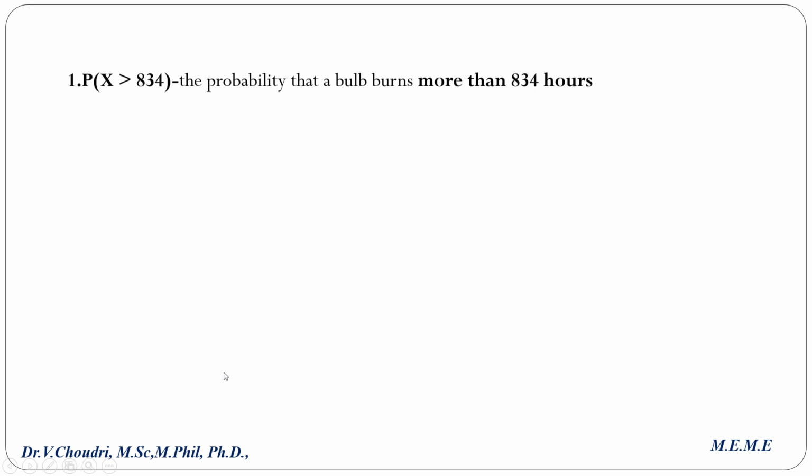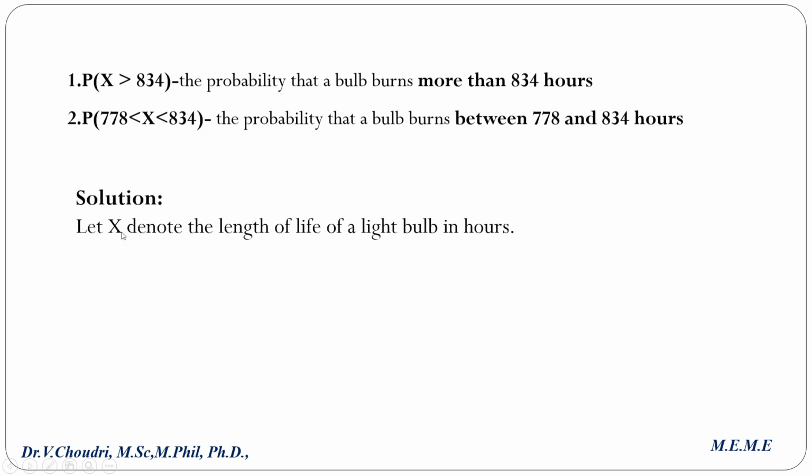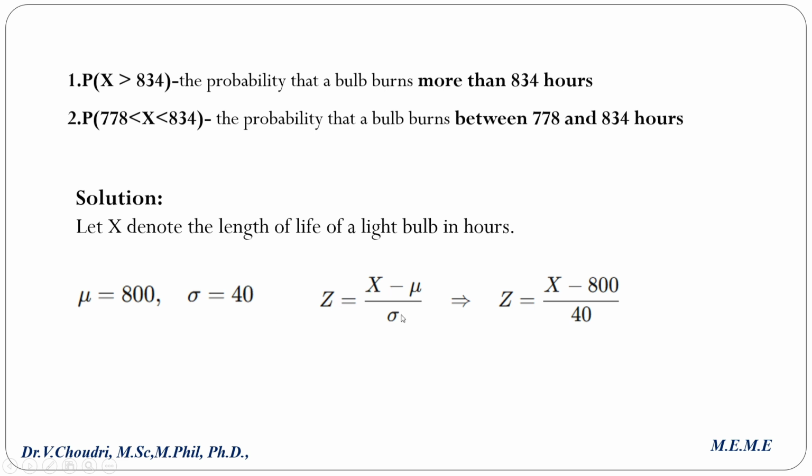What are we going to find? First, the probability that the life of a bulb is greater than 834 hours, and the probability that the life of a bulb is between 778 and 834 hours. What is the random variable? X. X denotes the length of life of a light bulb in hours. Mu equal to 800, sigma equal to 40. Now we introduce the standard normal variate Z equal to (X minus mu) by sigma.